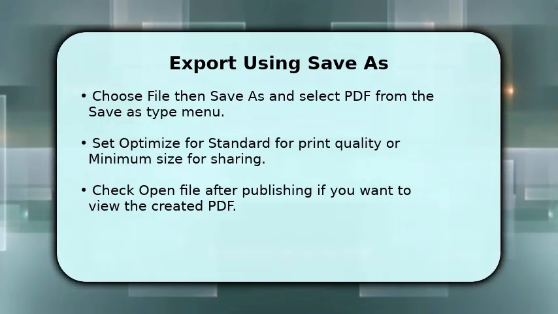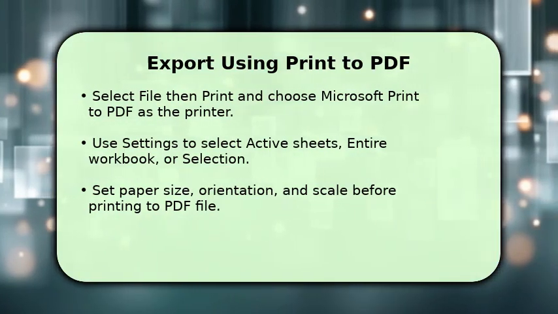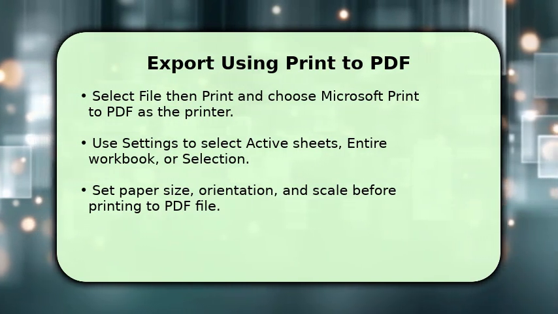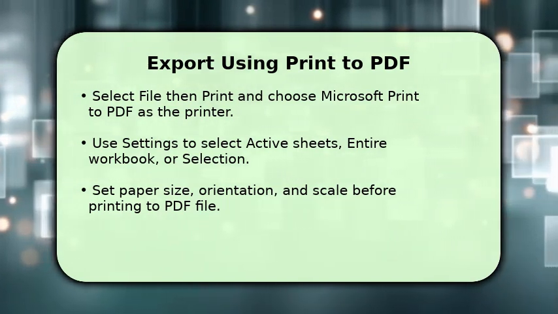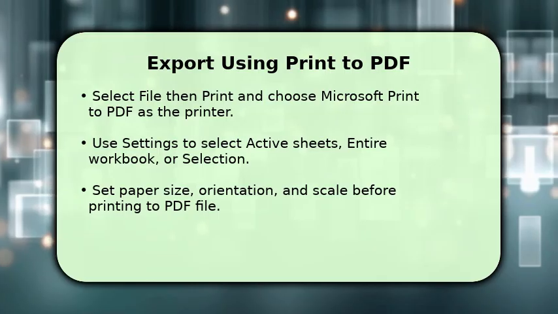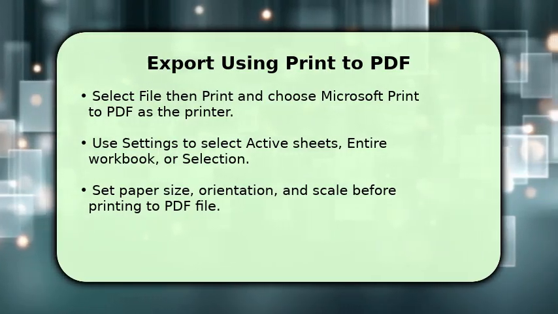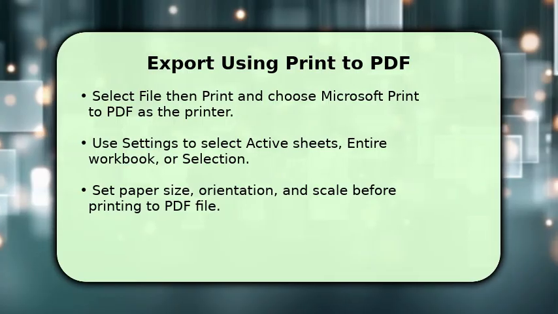An alternative method uses Print to create a PDF from Excel quickly. Select File, then Print and choose Microsoft Print to PDF or a PDF printer driver. Under Settings, pick Active Sheets, Entire Workbook, or Selection depending on what you need.